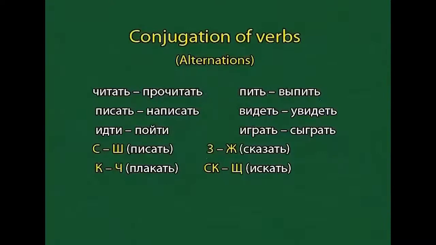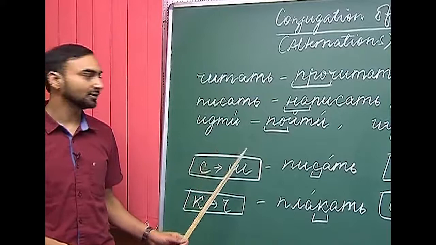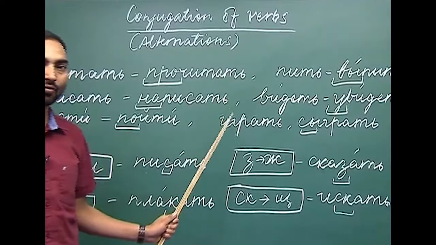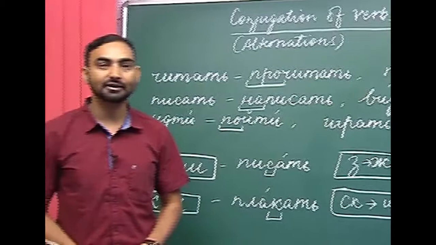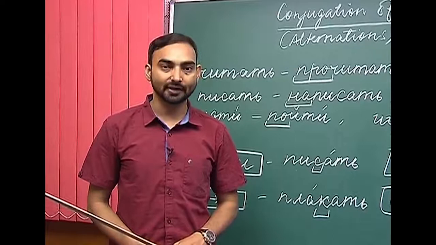Ichi, ya idu, ya paidu, ti idiosh, ti paidiosh, onana idiot, onana paidiot, ani idut, ani paidut. Igrat, ya igrayu, ya sigrayu, onana igrayat, onana sigrayat, my igrayam, my sigrayam, ani igrayut, ani sigrayut. So, this is how we conjugate the perfective aspect of verbs which are formed by adding prefixes to the imperfective aspect.